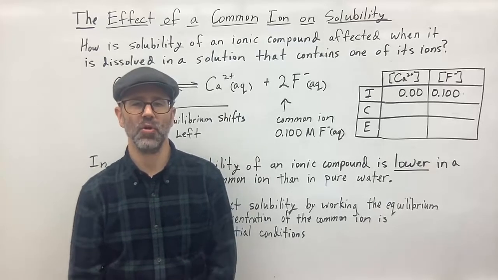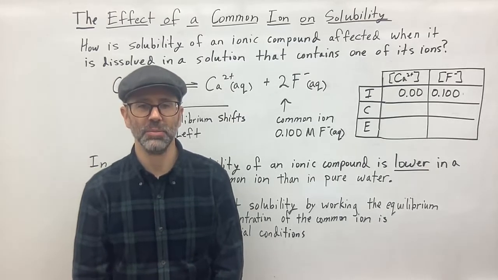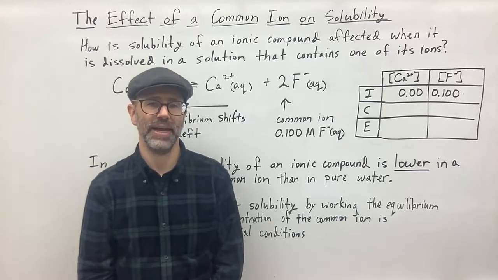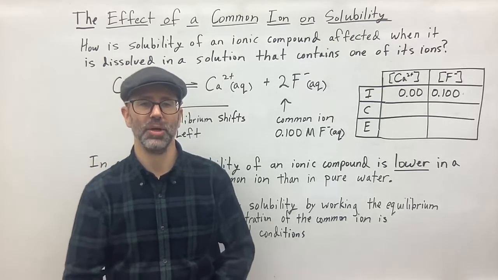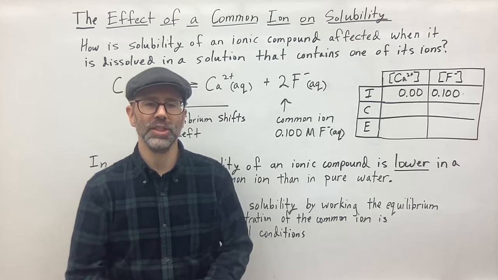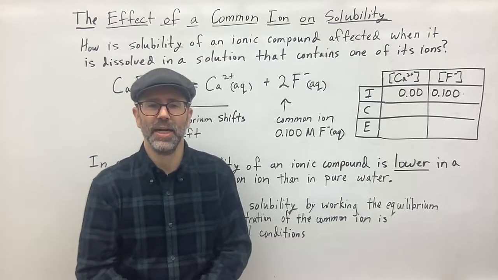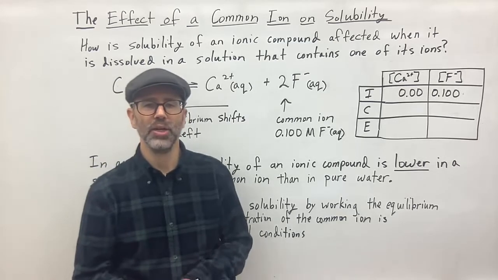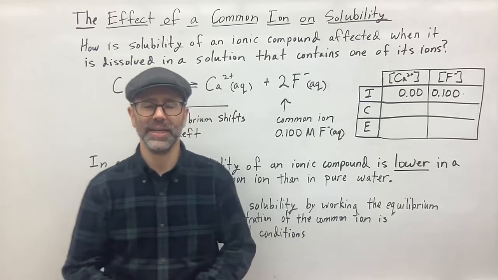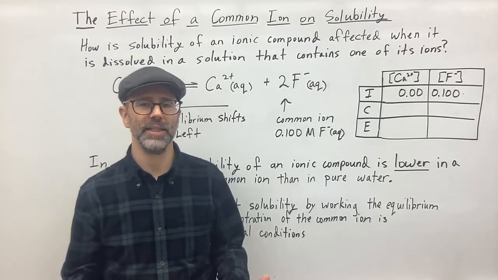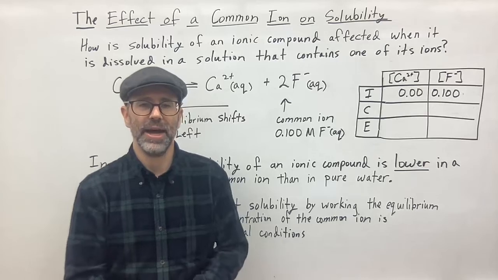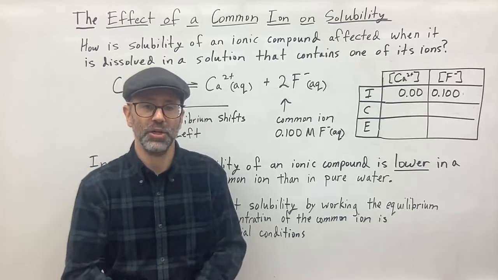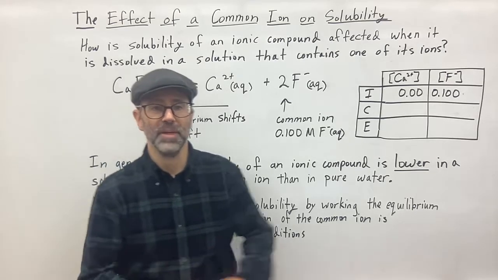My name is Mr. Cobalt, and in this video I'm going to be going over the effect of a common ion on solubility. So the question is, how is the solubility of an ionic compound affected when you dissolve that compound in a solution that already contains one of its ions?